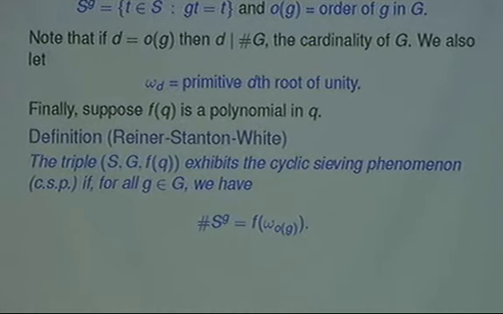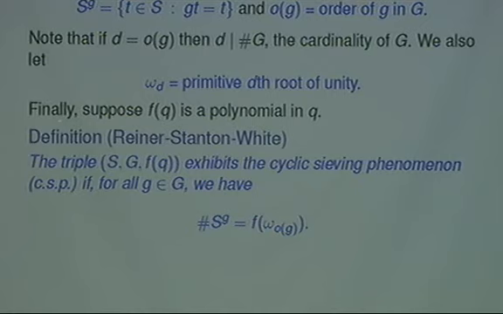So this triple consisting of the set, the group acting on the set, and this polynomial exhibits the cyclic sieving phenomenon if, for every element of the group, if I want to calculate the number of things that are fixed by that element, one way I can calculate that is to plug a corresponding root of unity into my polynomial f.